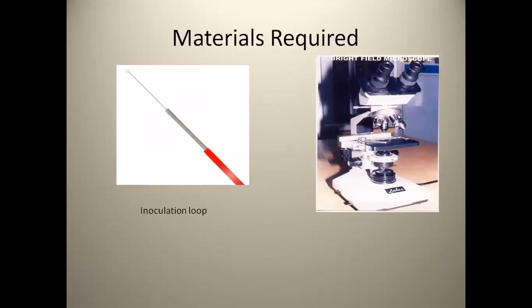So what are the materials required? Just an inoculation loop we want. You know that inoculation loop. What is the special thing in that inoculation loop? This is the holder, and this is the loop portion. This loop is actually like a wire.